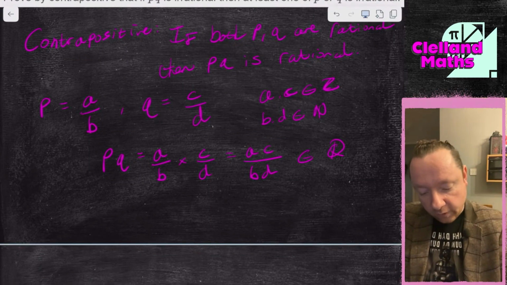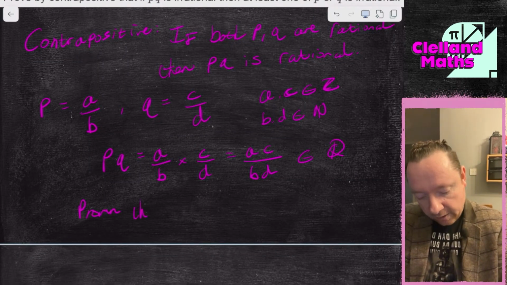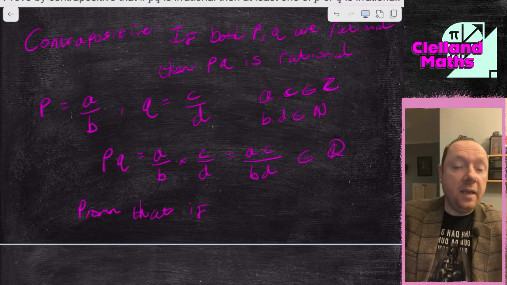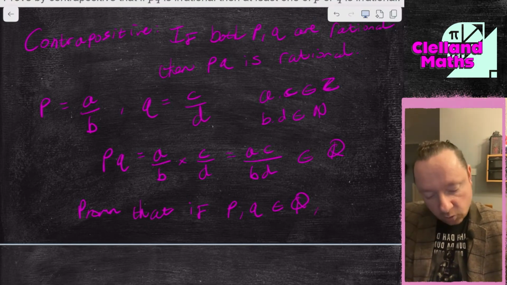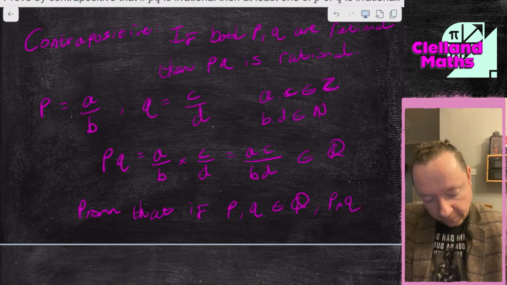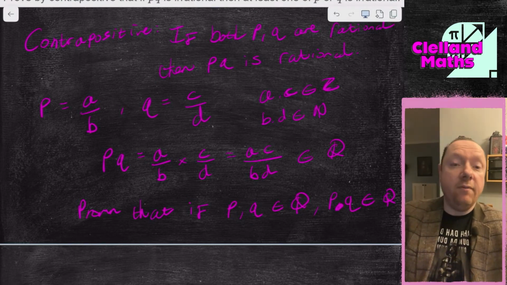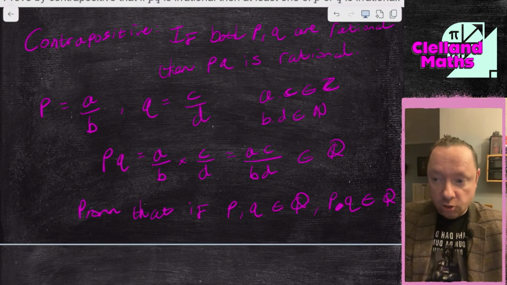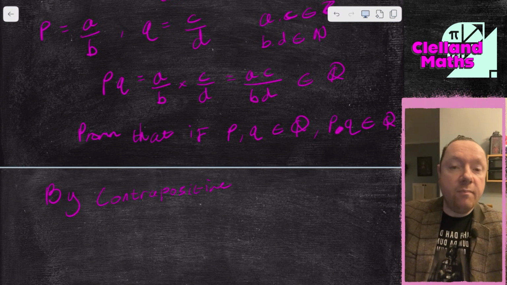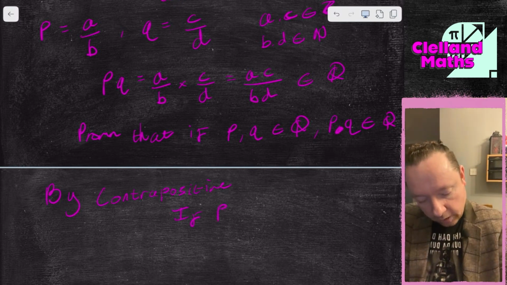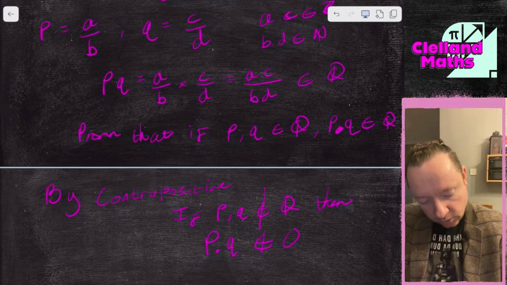And we've just then therefore proven that if P and Q are a member of Q, then PQ must also be in Q. P times Q is also a member of Q. So by the contrapositive, the opposite is true. So by the contrapositive, if P and Q are not rational, so not, then P times Q is not rational.